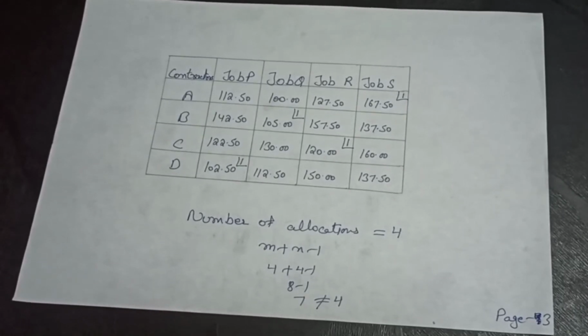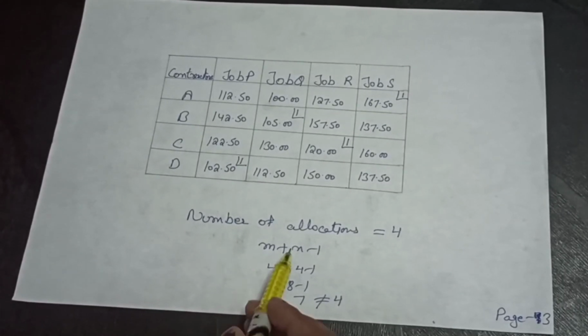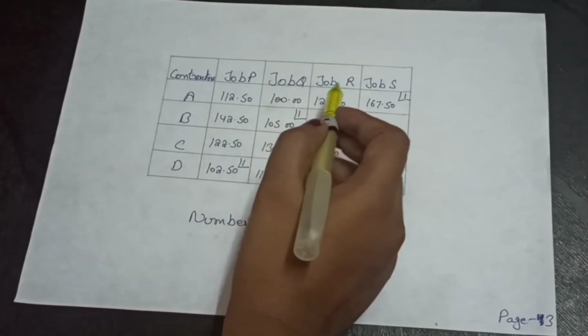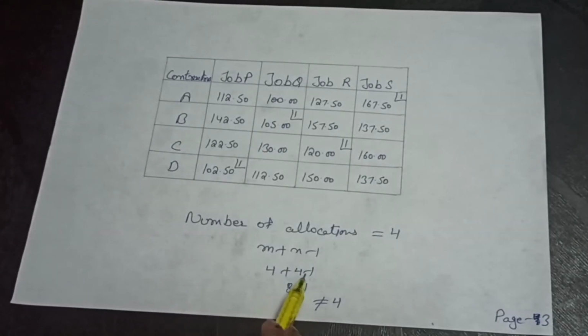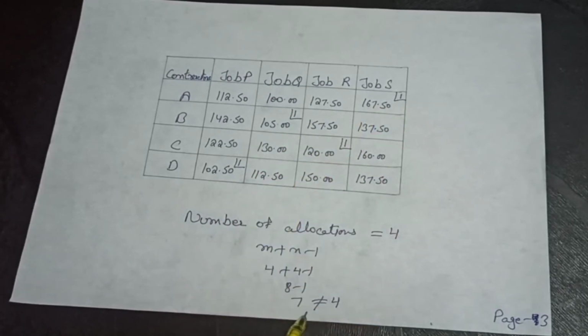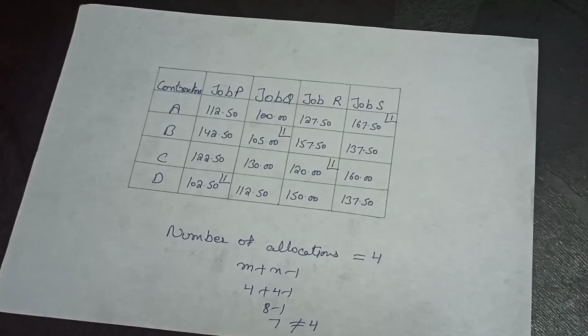So we have to check whether the number of allocations is equal to m plus n minus 1 or not. Here we have 4 rows and 4 columns, so we can say 4 plus 4 minus 1, which is 8 minus 1, 7. This is not equal to our number of allocations, because we have only 4 allocations: 1, 2, 3 and 4. So 4 is not equal to 7. So students, what will we do here? We will make more allocations so that our number of allocations is equal to m plus n minus 1, meaning 7. We have to allocate 3 more cells.